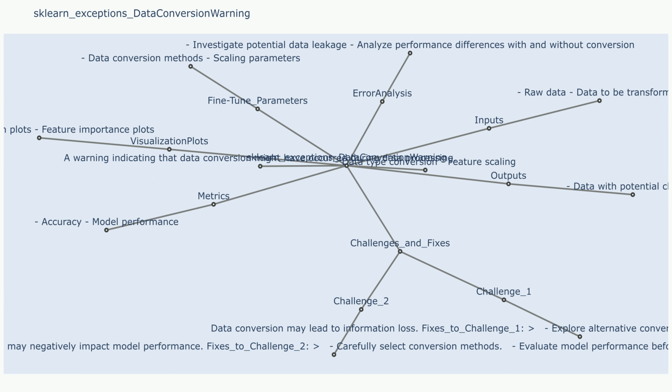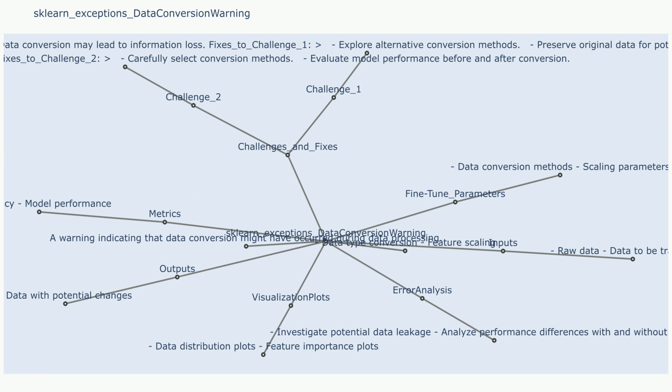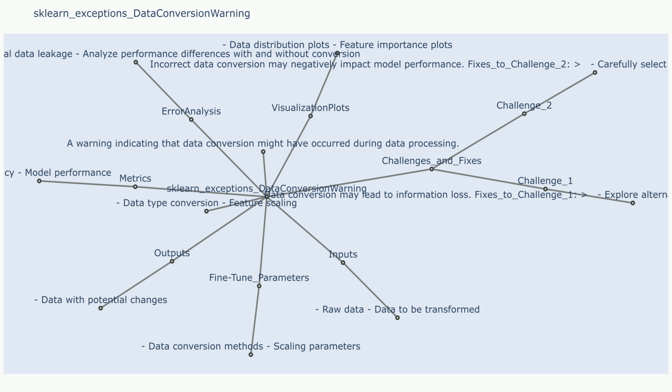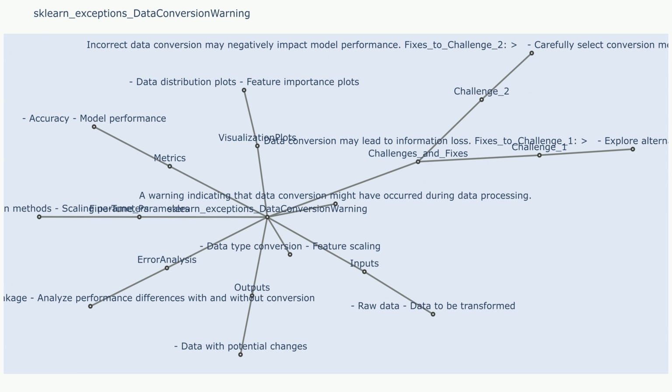Data with inconsistent data types. For example, a pandas data frame with columns containing strings, integers, and floats. Input 2. A scikit-learn model or function that expects data of a specific type, e.g., a numeric matrix. Output 1. A warning message indicating that data conversion has occurred. Output 2. The converted data, which may be a different type than the original input data. Steps. Step 1.